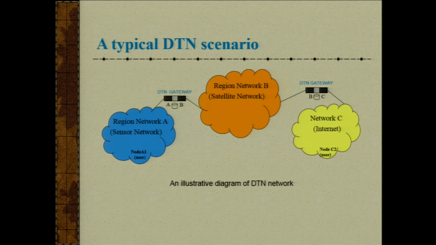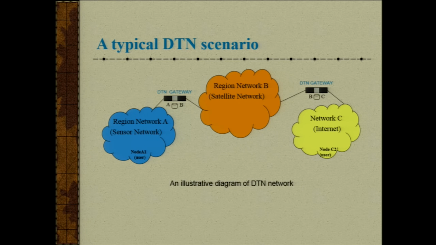It's a typical DTN scenario where we have three regional networks: one is a sensor network named network A, other is a satellite network named B, and other is a network C, could be internet. Now the protocol within the region is optimized and they are interconnected using DTN gateways, where we can see two gateways connecting the satellite network to other networks.